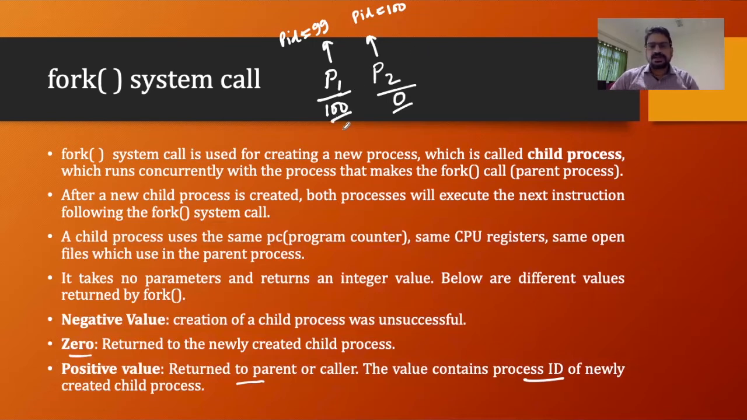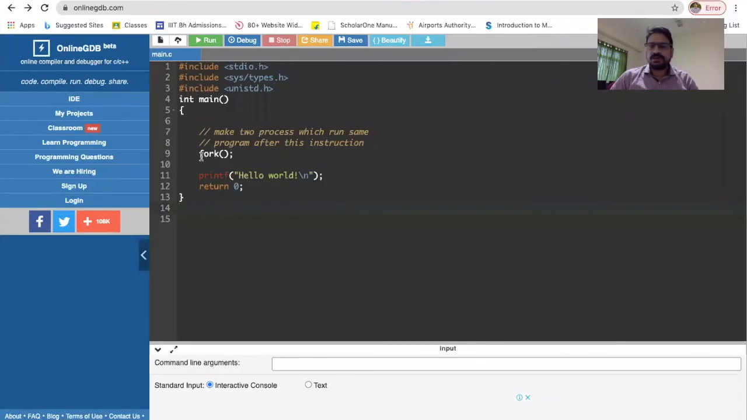It is just the return value of the fork. So fork is returning the value to P1, and fork is returning a value to P2. Now, after executing this fork, what will happen next? We got two processes, P1 and P2, the same process, a duplicate process.